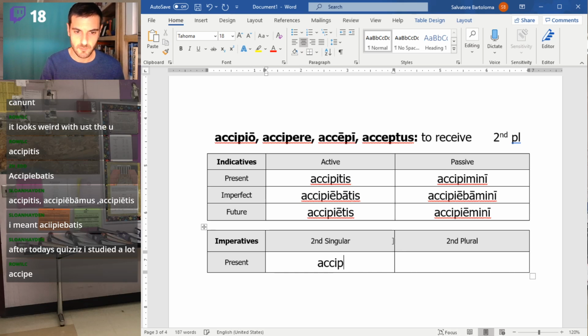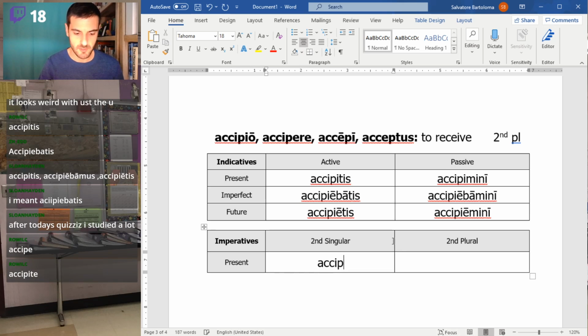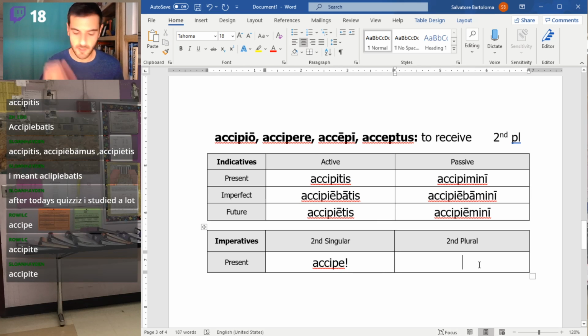Accipe, right? So we chop off the, oops, that's short E. Accipe. So we just chop off the RE here. So we got accipe. What about plural? Accipite. Awesome. So we still are in that kind of third conjugation short E world here, which is why we have the ITE.